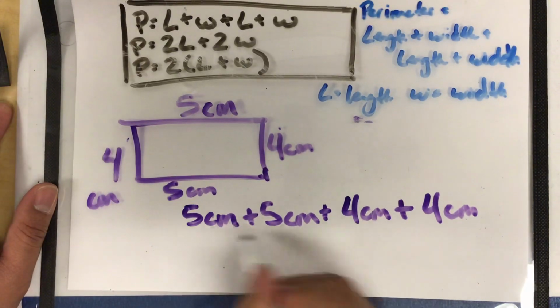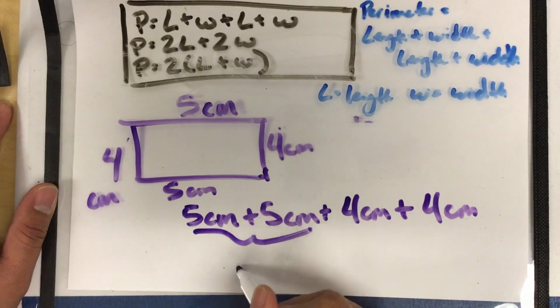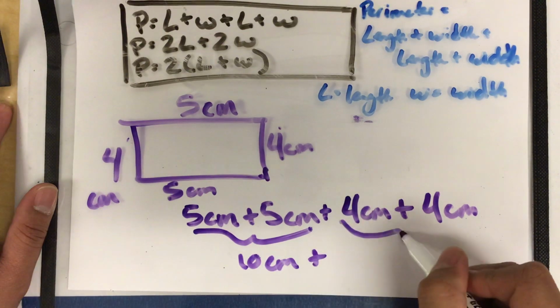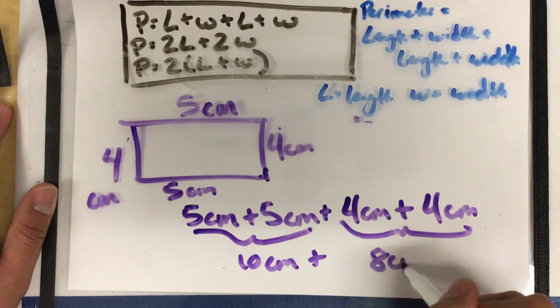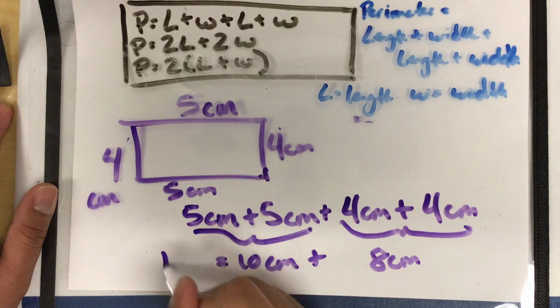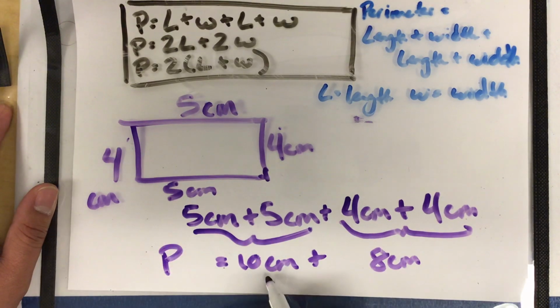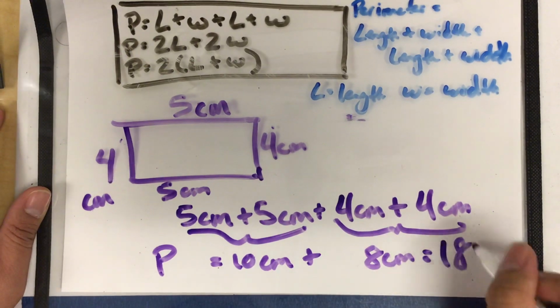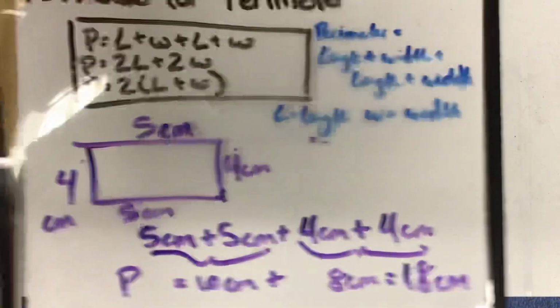So we see 5 plus 5 equals 10 centimeters. Plus 4 plus 4 equals 8 centimeters. So perimeter equals 10 centimeters plus 8 centimeters, which equals 18 centimeters. Okay?